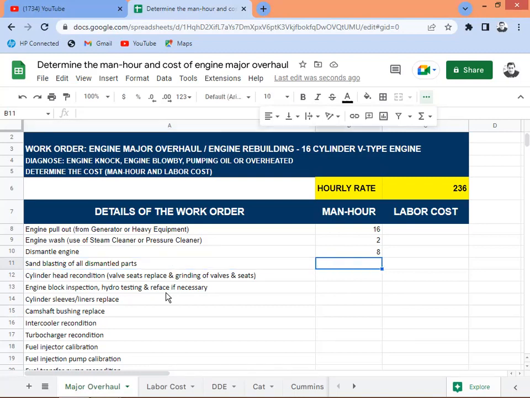So if you don't have this, then I would suggest that you buy this. I don't think this is much. I don't think this will be that expensive. So try to acquire this one, sandblaster.